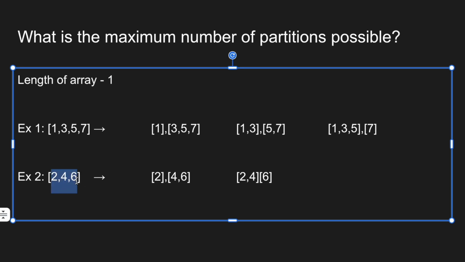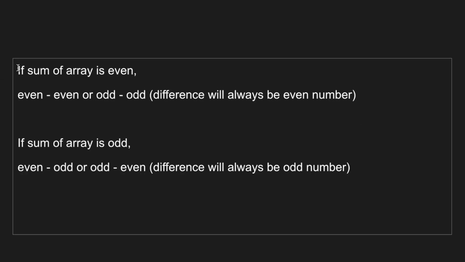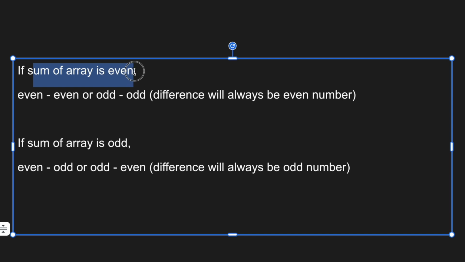And let's say the length is 3, then there will be two ways. We can partition this way and we can partition this way. So we should know that the maximum number of partitions will always be the length of the array minus 1. Now the second thing we should know is that if the sum of the entire array is even, then the difference will always be an even number minus an even number, or an odd number minus an odd number. In other words, the difference will always be an even number.